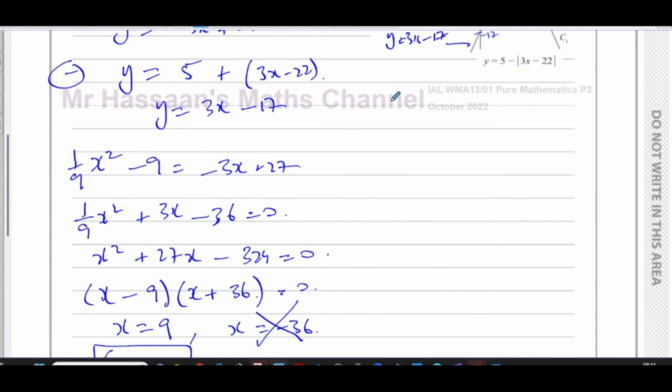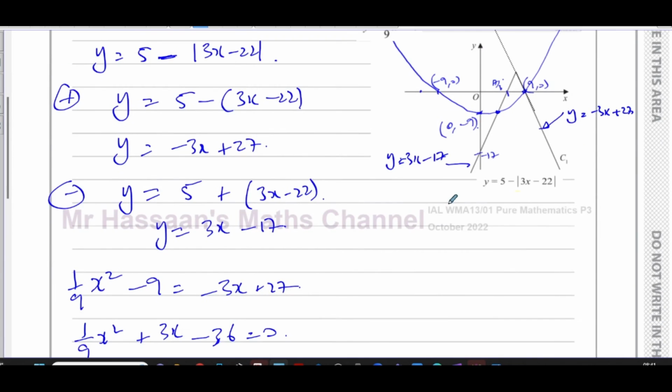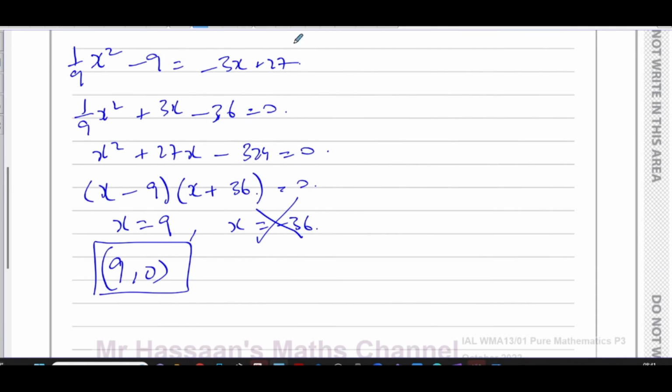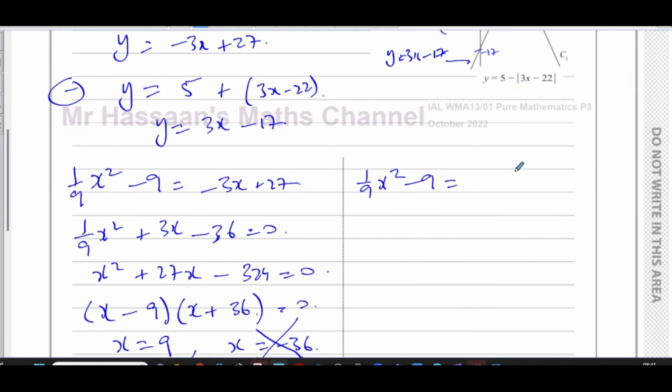Now, we can also look at the negative argument of the curve, which is 3x minus 17. We just looked at the positive argument. Now the negative argument. I'll make a little line here to separate them. So we're going to look at the negative argument. This is where you have 1 over 9 x squared minus 9 equals, and the negative argument is 3x minus 17.